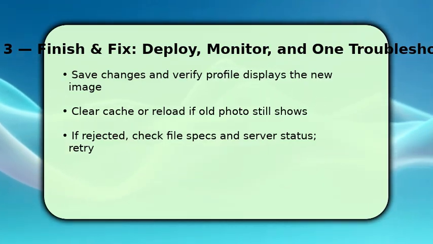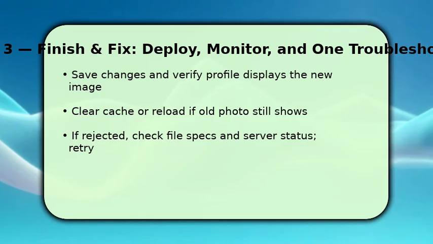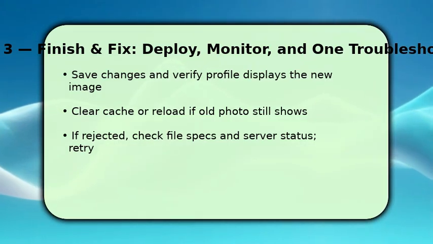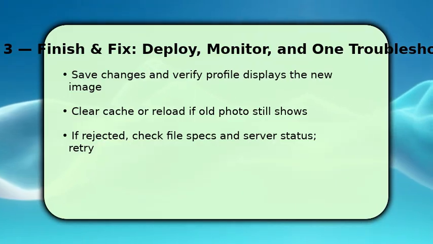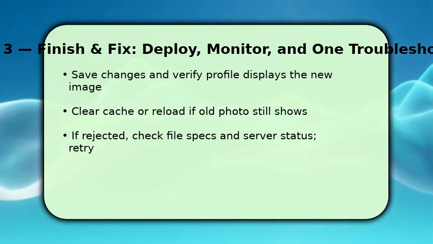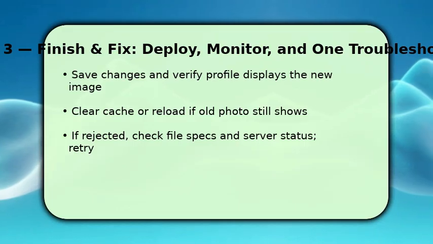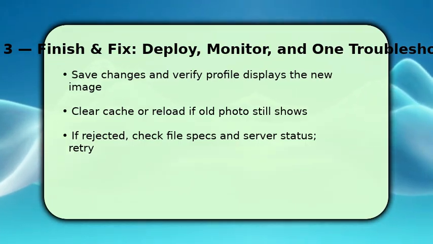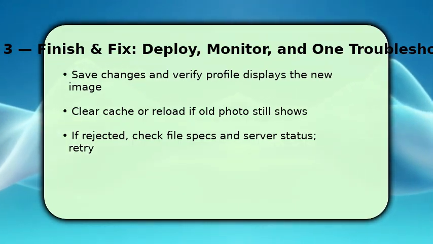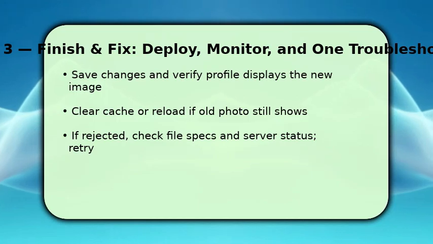If the upload fails or the platform rejects the file, check file type, size, and dimensions, and confirm DG shipping server status. Intermittent outages cause failures. If needed, reduce file size, rename the file, and try again, then contact support with error text and a timestamp if problems persist.